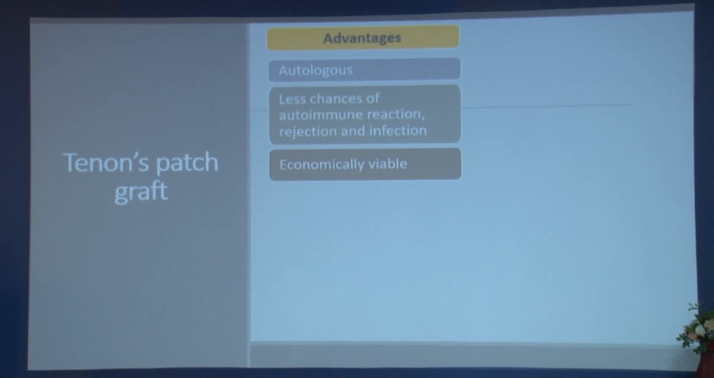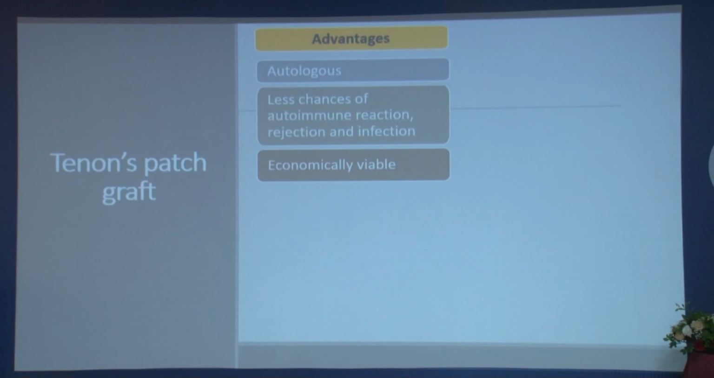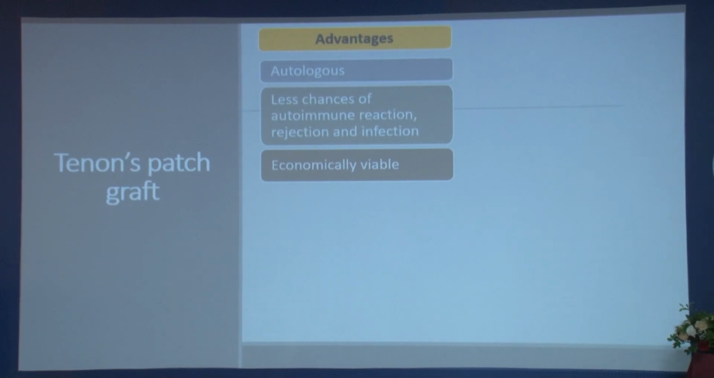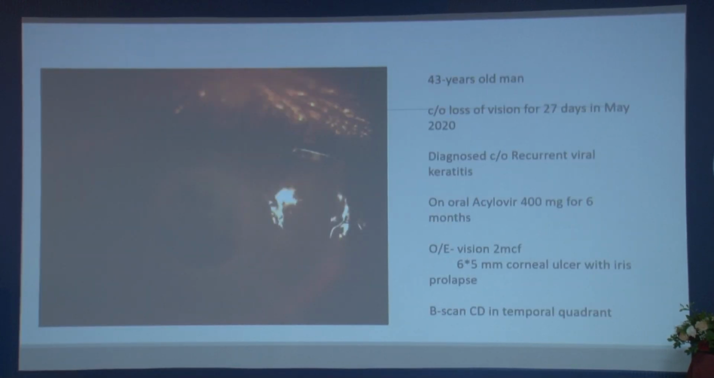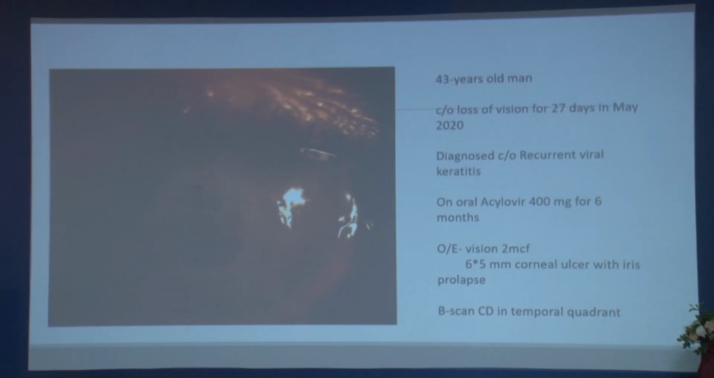Then the Tenon's patch graft, I would say this graft was a savior in the COVID pandemic, and it has many advantages, like it is autologous and there are fewer chances of autoimmune reaction, and it is an economically very viable option. Disadvantages: it doesn't give any kind of vision improvement because it's an opaque tissue, and it has a low tensile strength.